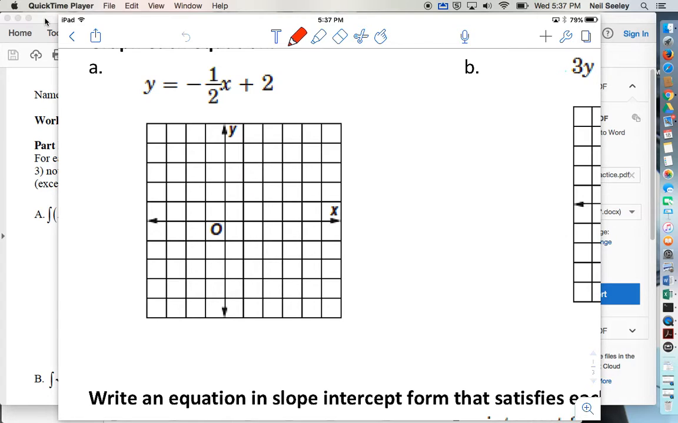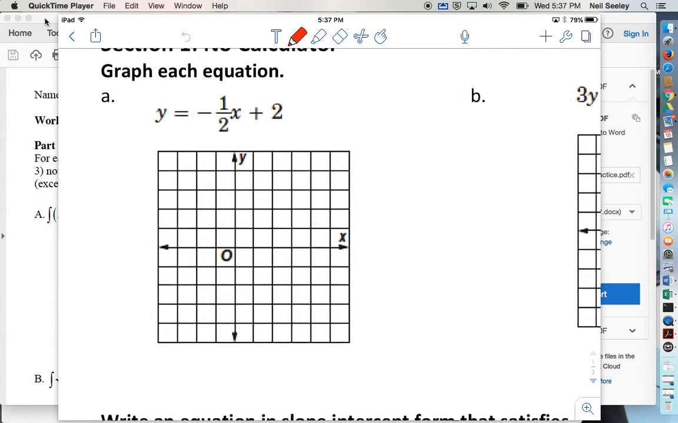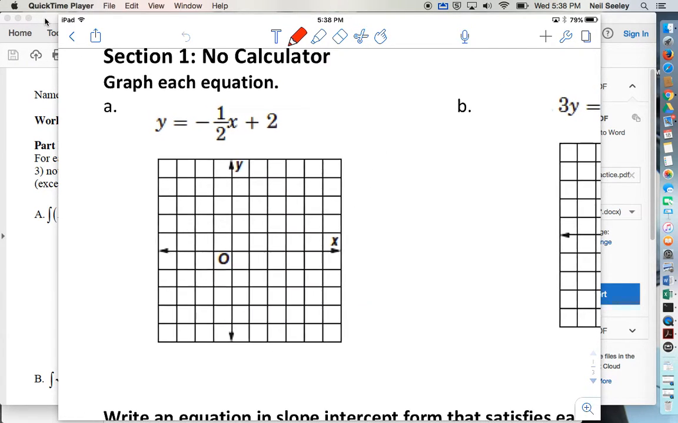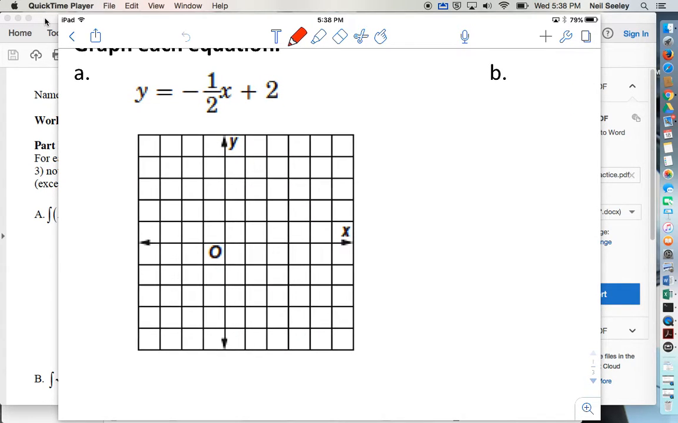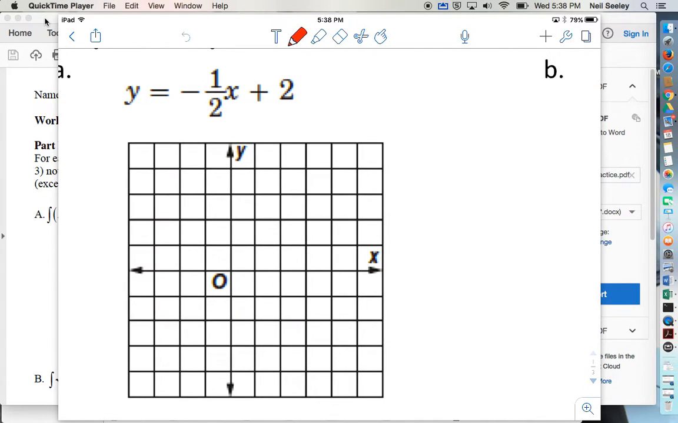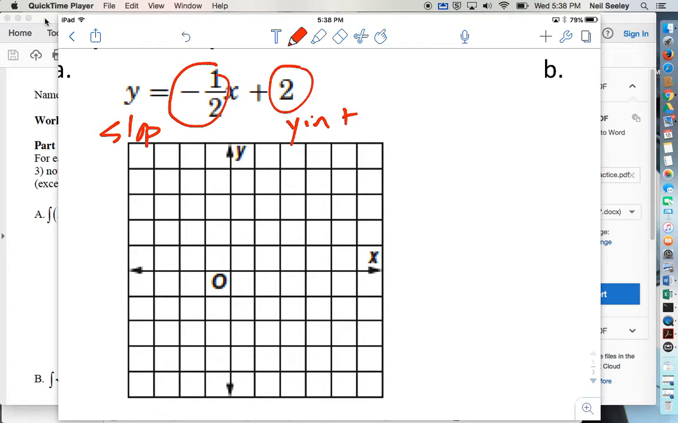So this is the first problem. It says graph each equation. I'm going to walk through somewhat fast, but it's a way for you to say, I couldn't grasp it when you went through it quickly. Can I have more time? That's something you want to make sure you take advantage of. Things you want to point out: we're doing linear equations. There's a y-intercept in this first one, and there's a slope. And those are the two things that we want to know.